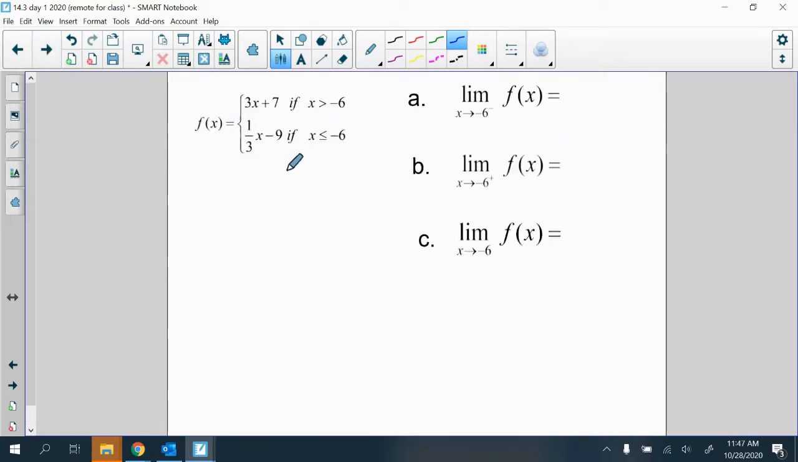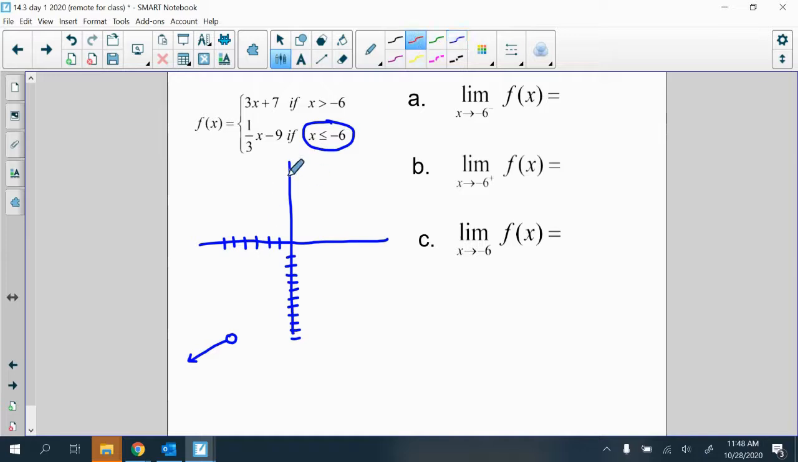Now really quickly, if I think about this one, I have this piecewise function, 3x plus 7 if x is greater than negative 6. And if x is less than or equal to negative 6, I have 1/3 x minus 9. So to the left, that would represent this one. I have something that looks kind of like this. And to the right, I have 7, and then a slope of 3. And I'm not doing a great job of graphing it.